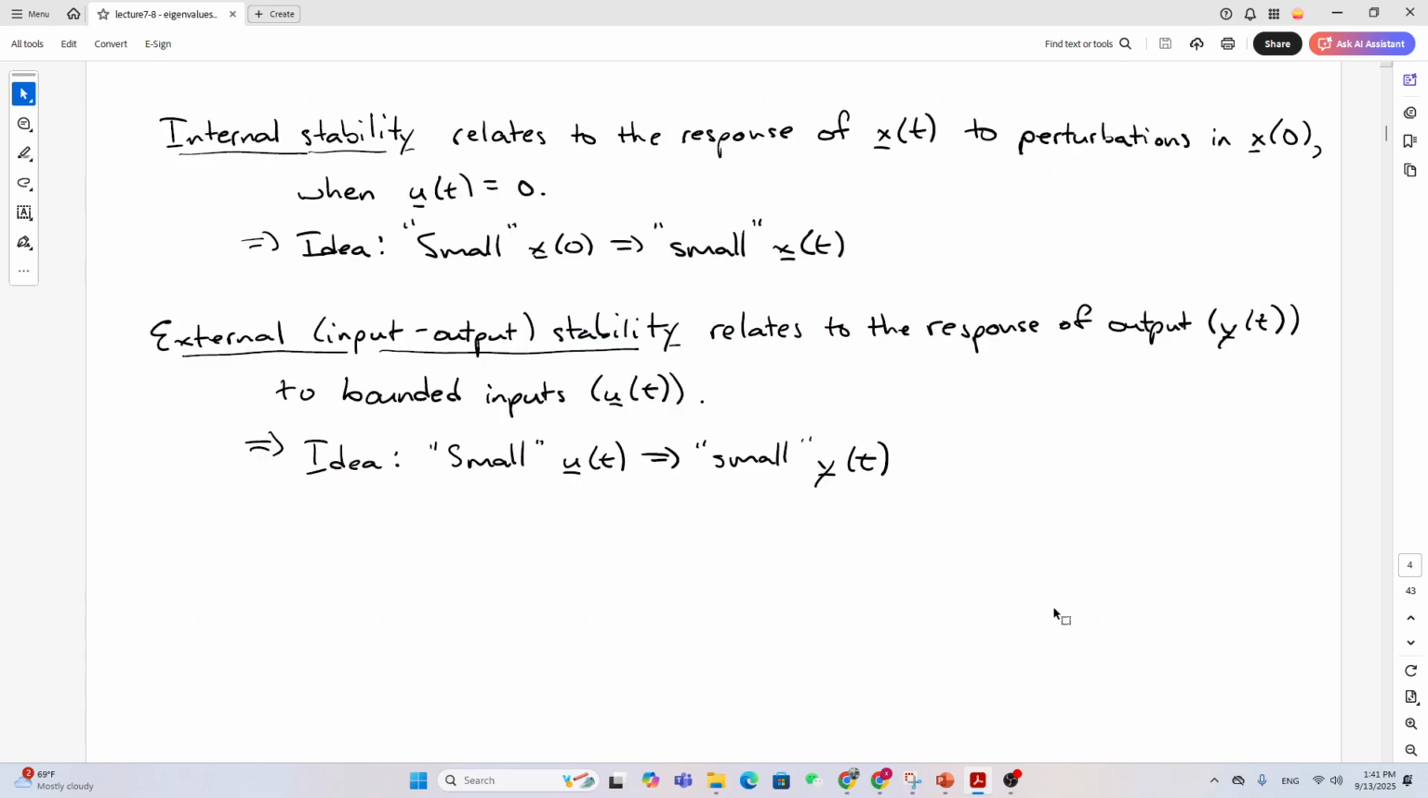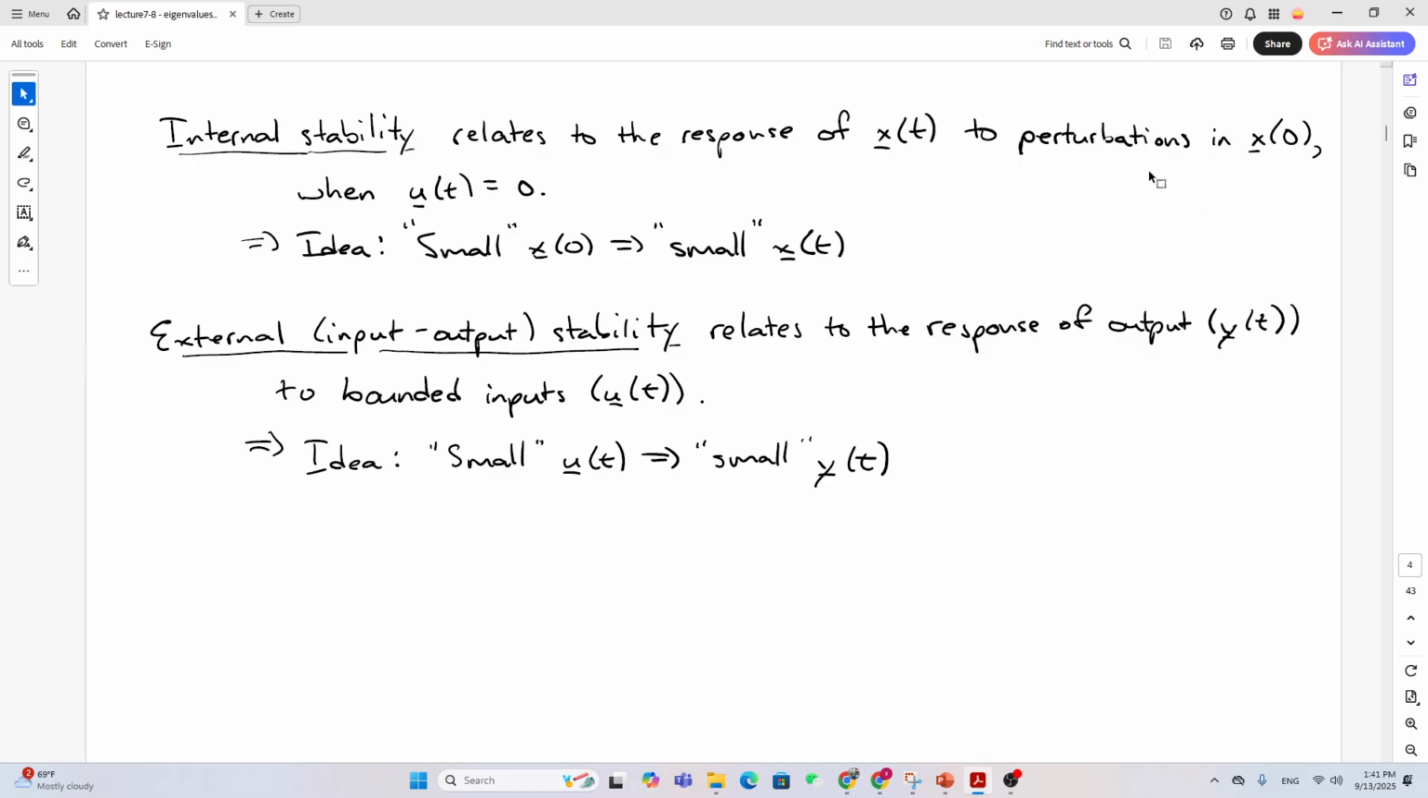Before we dive deeper, we have to think about some stability concepts. Here are two different concepts, internal and external stability. The difference is that for internal stability, you consider that you don't have an input u over here. For the external one, you do have an input u. But whichever one you choose, you always choose a small or bounded one.